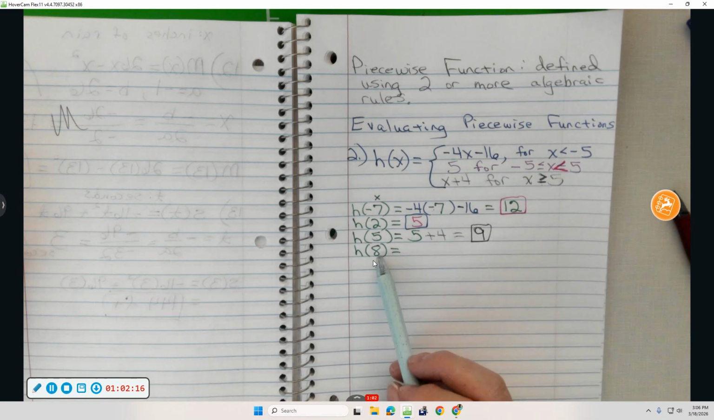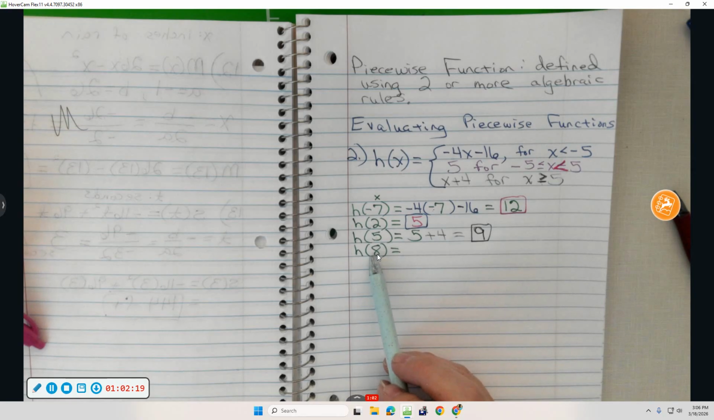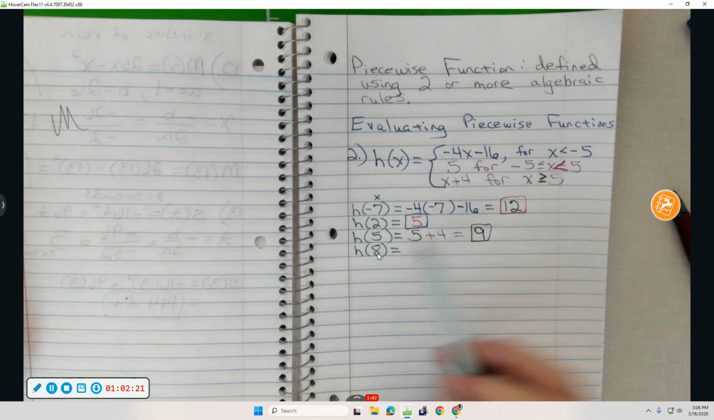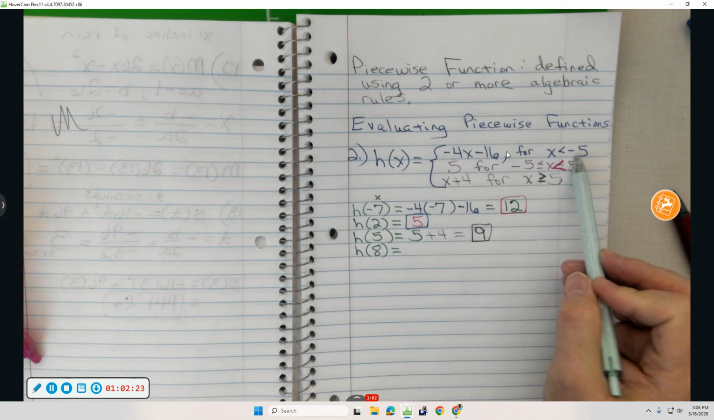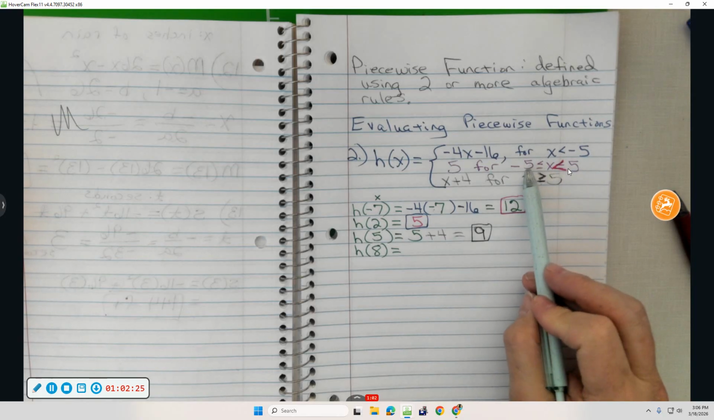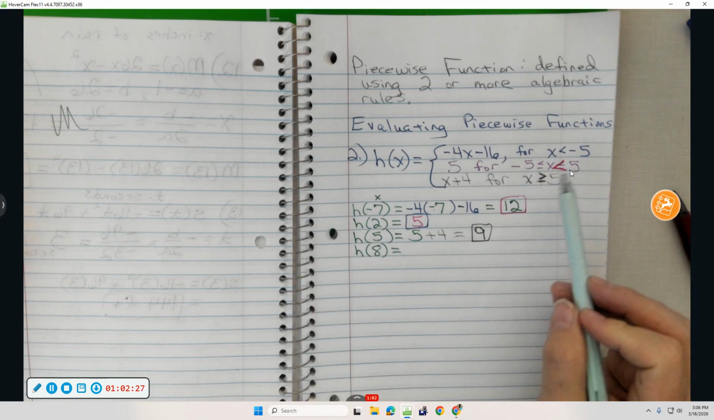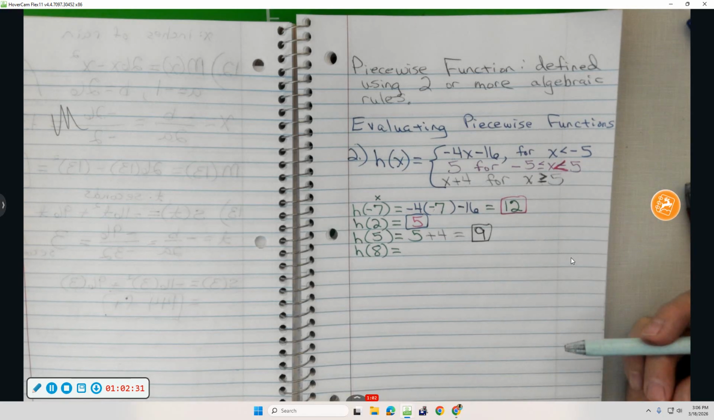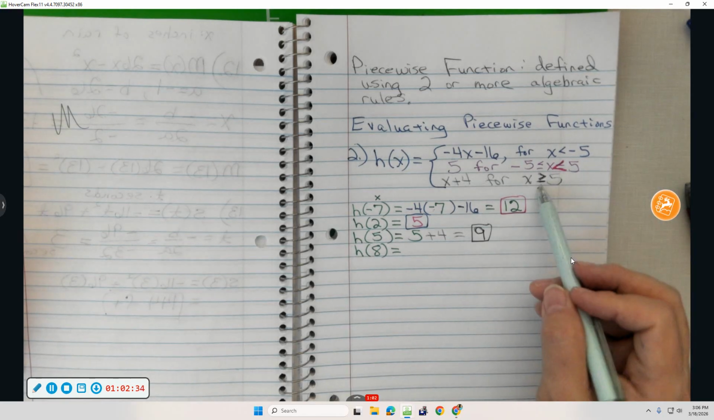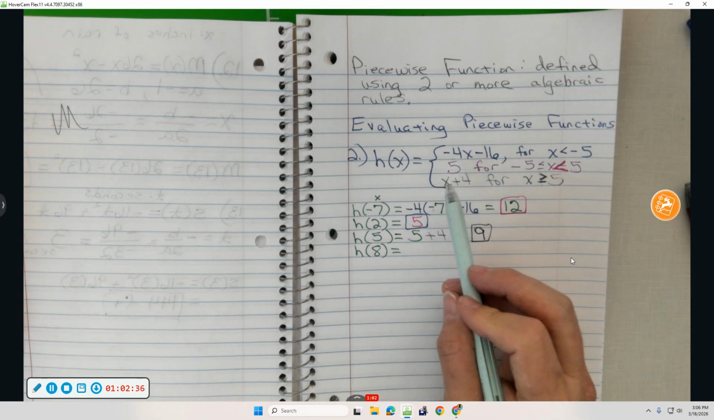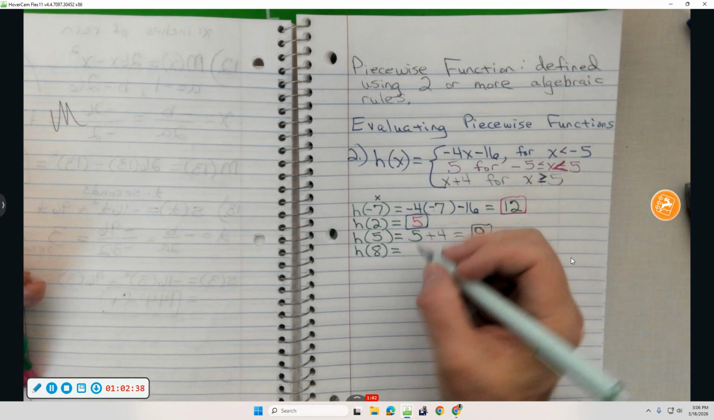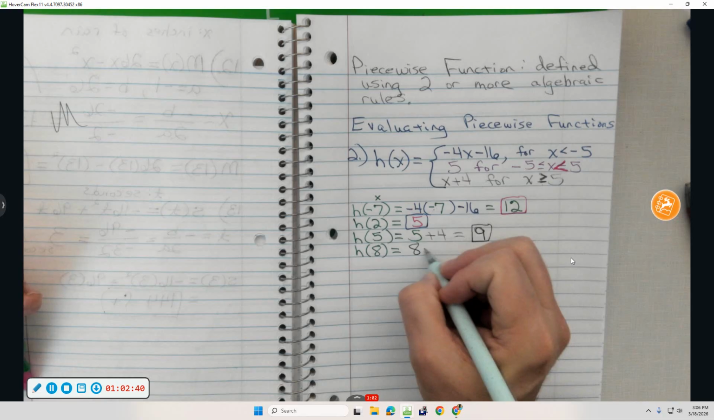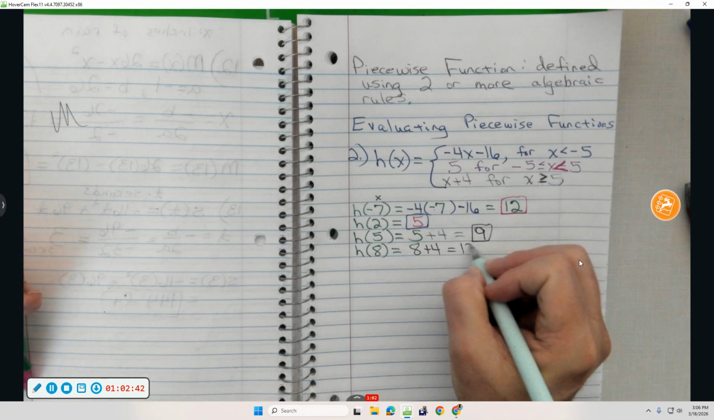Last piece, the last question. h of 8. x is 8. Is 8 less than negative 5? Is 8 between negative 5 and positive 5? Or is 8 greater than 5? Which inequality is satisfied? The third one, so you plug into the third part. 8 plus 4 gives me 12.